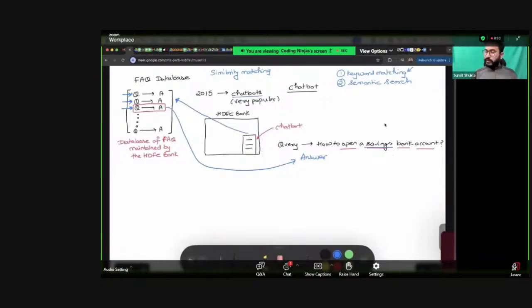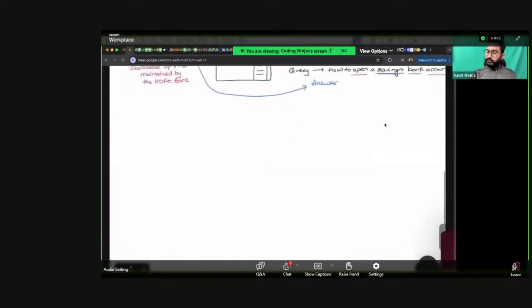So what happened in 2017? Scientists thought, is it possible to get this chatbot to become a generalized chatbot?